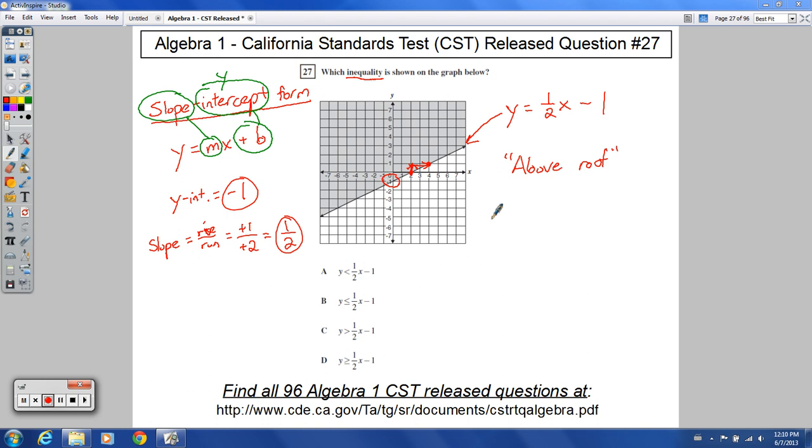And so we say that this would be correctly written with the inequality symbol as y is greater than or equal to, because it's a solid line, 1/2 x minus 1. And let's see what that looks like. It looks like that was true of all of these. 1/2 x minus 1 was the correct slope and y-intercept. So really this one is totally dependent on the symbol, the sign right there. That looks like, my friends, choice D for number 27.